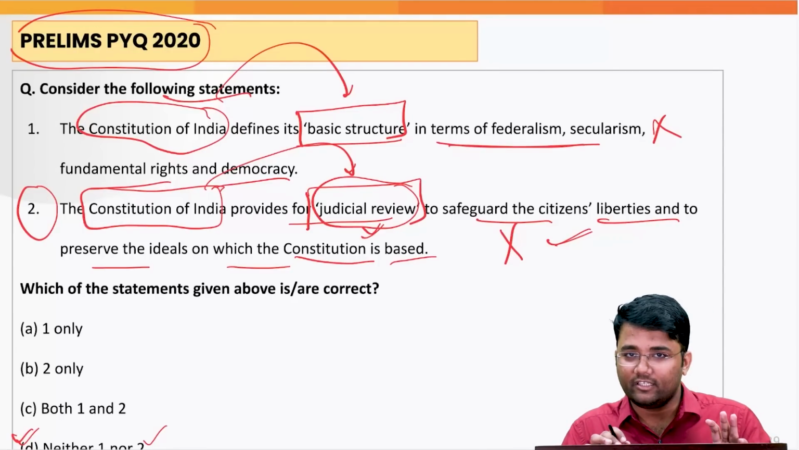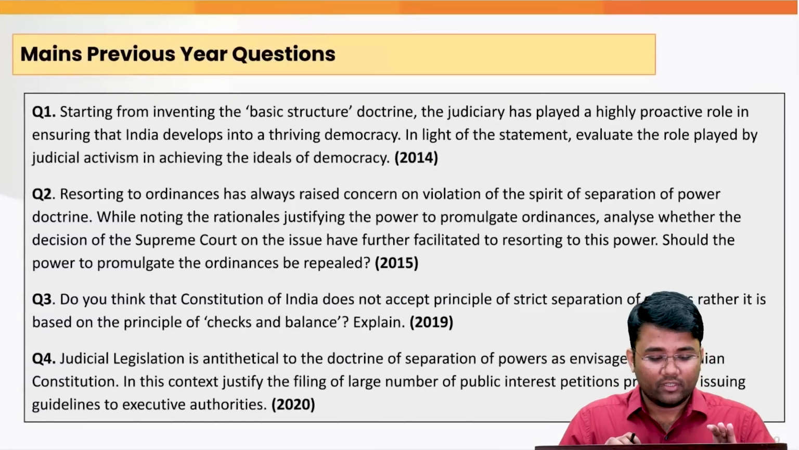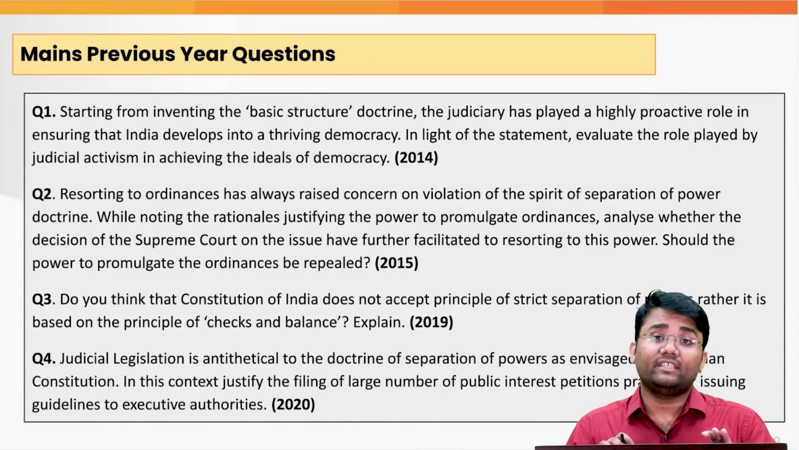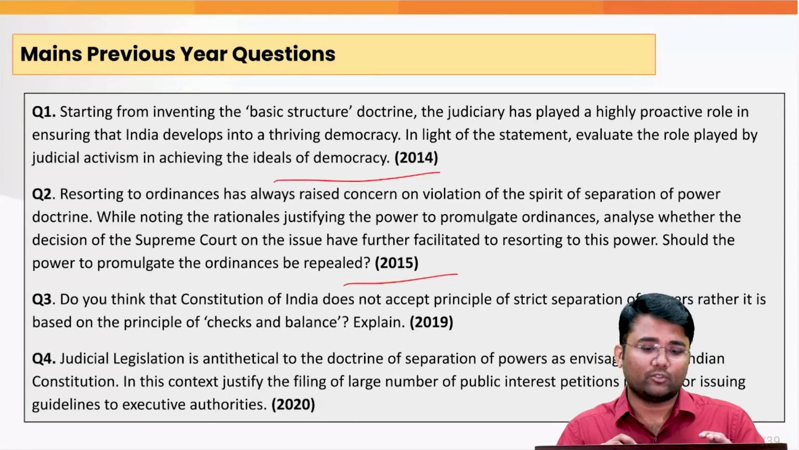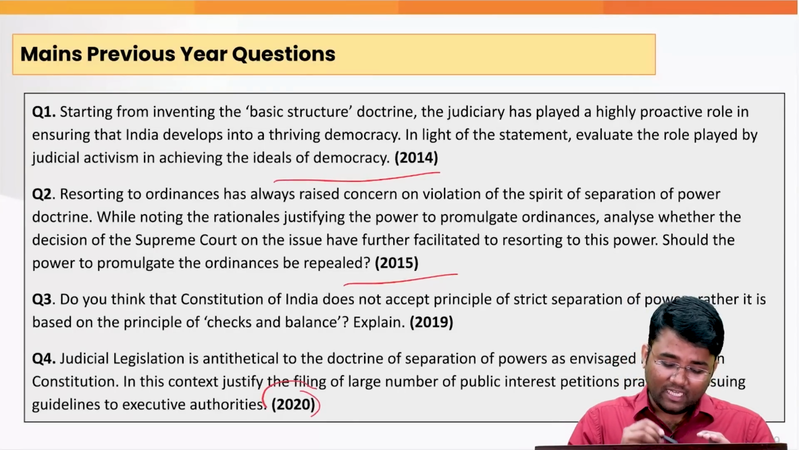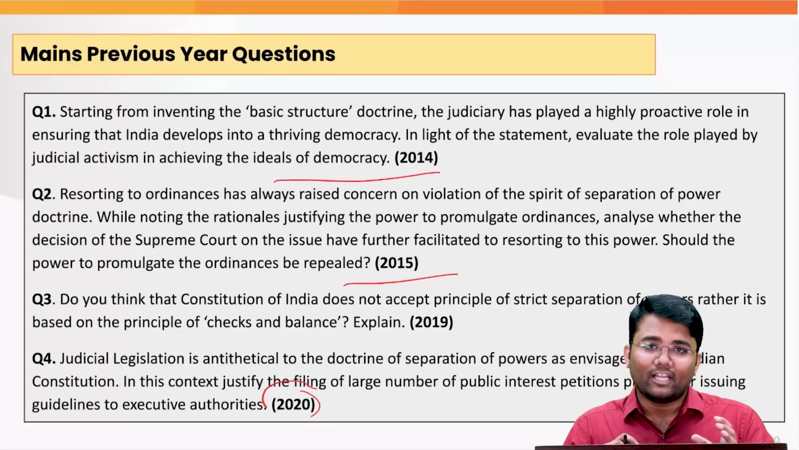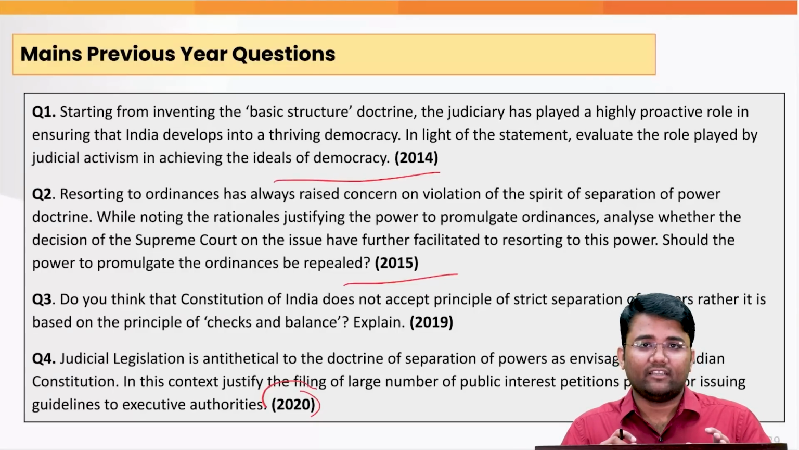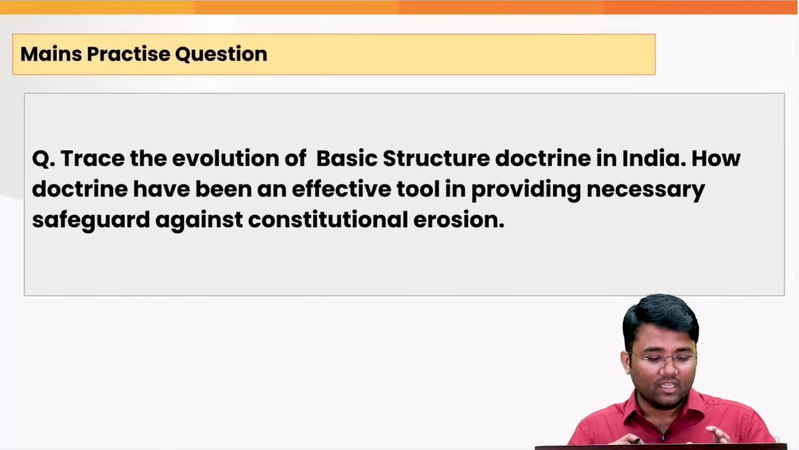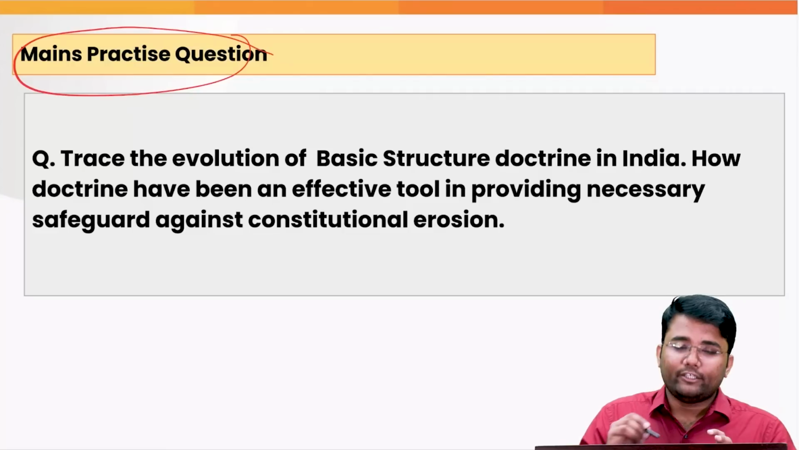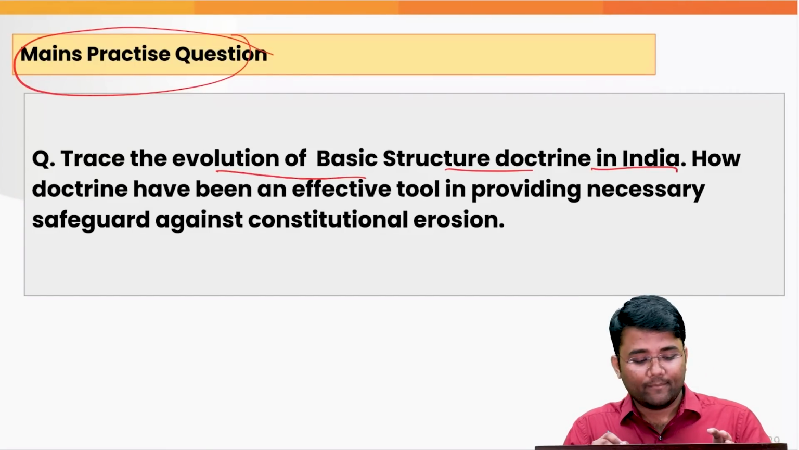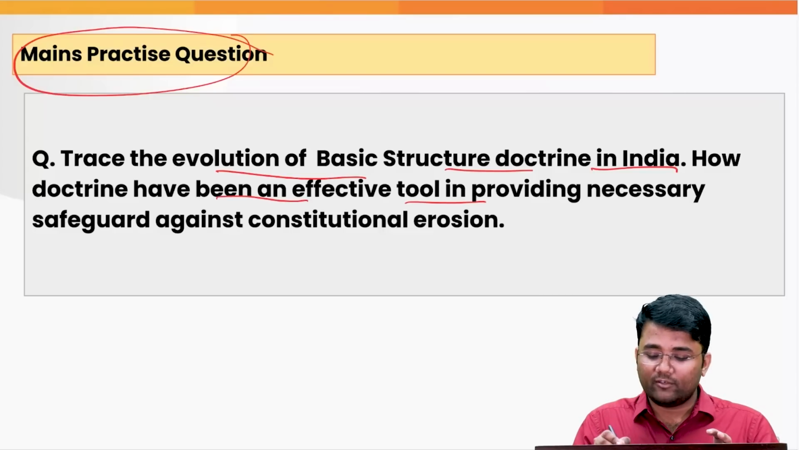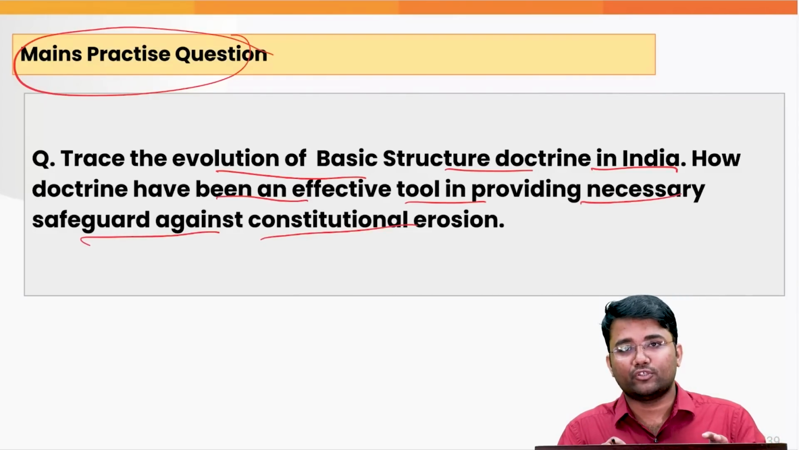Now, you again see that this topic is very important for UPSC. You can see there have been multiple mains questions asked from this topic, and the latest was asked in 2020. So you can try to solve some of these previous year questions asked in the UPSC mains exam. A mains practice question you can try from this topic is: trace the evolution of the basic structure doctrine in India. How has the doctrine been an effective tool in providing necessary safeguards against constitutional erosion?